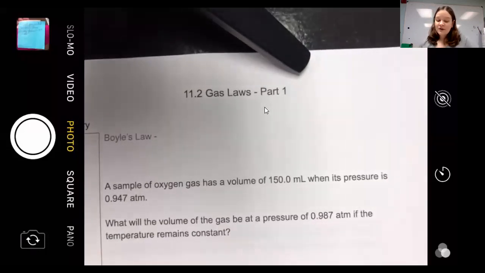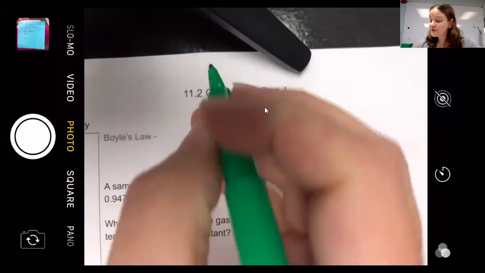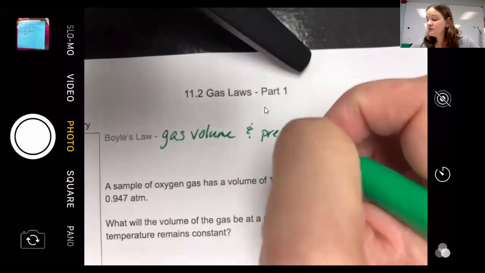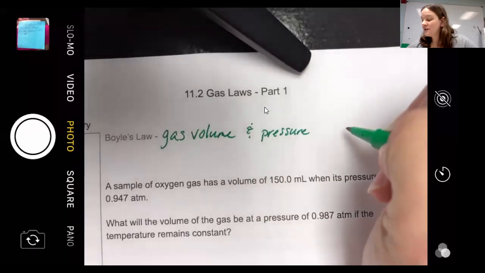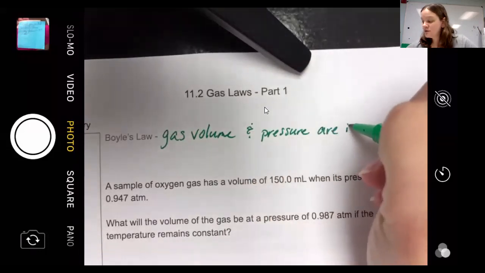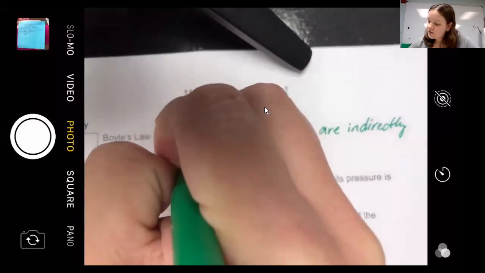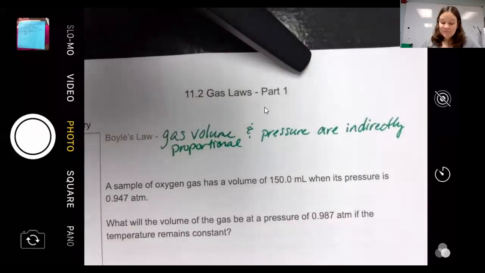All right, so Boyle's law. According to Boyle's law, the gas volume and pressure are inversely proportional. So that means if you double the pressure, as long as you keep the temperature constant, then the volume is going to reduce by half.